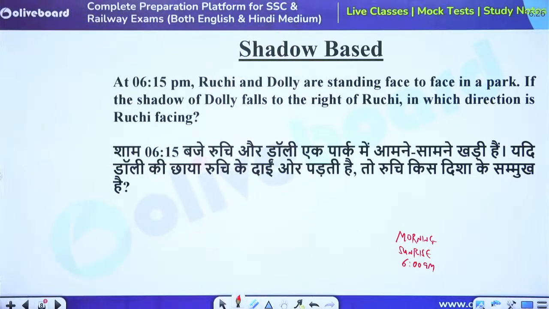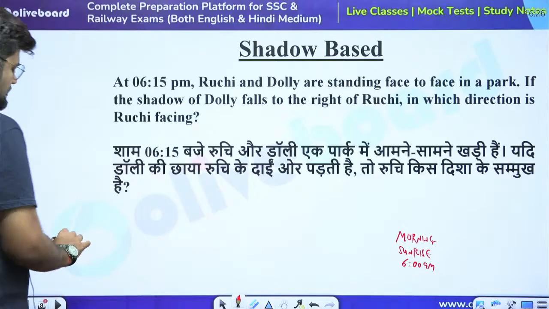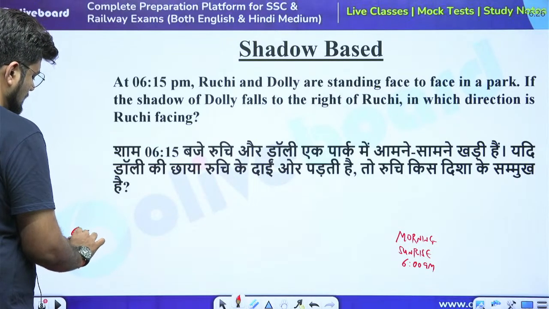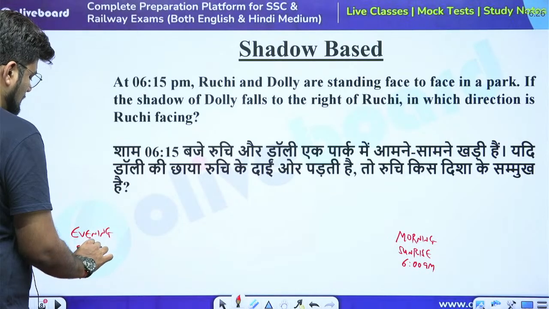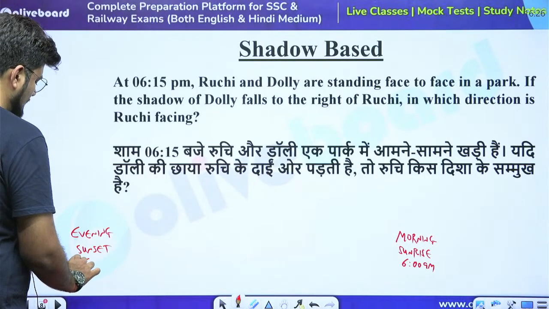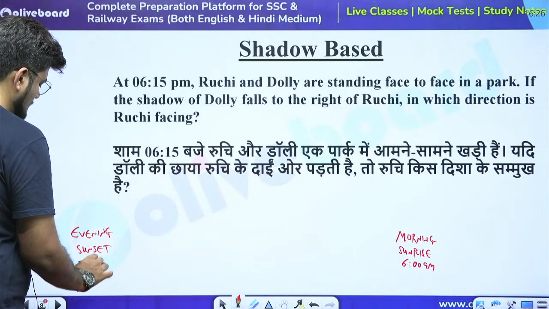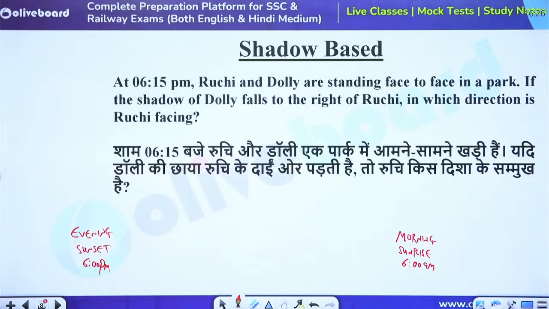Or on the other hand, they might use the word evening, or they might use the word sunset, or they might give you a time in the evening, okay. Now first and foremost, what do we understand from these words, from these keywords?